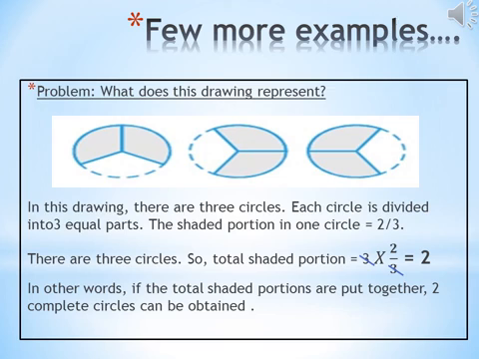So as there are 3 circles, to find out the total shaded portion, we will multiply 2 by 3 by 3, and 3 will cancel out. So the answer will be 2. Or in other words, we can say that if the total shaded portions are put together, 2 complete circles can be obtained.